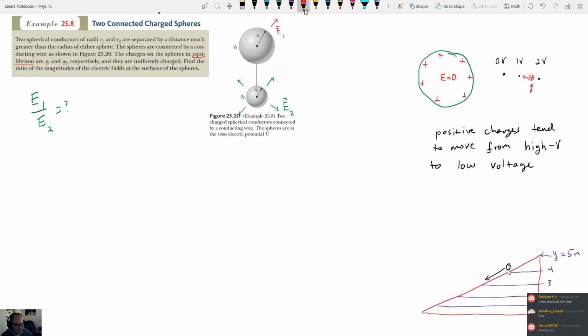Now, similar to these lines that I've drawn here to represent altitude, we can also draw lines to represent places where the electric potential is the same. We call these lines equipotentials, okay? So if I draw a line like this and say it's 2 volts, and then I draw a line like this and say it's 1 volt, we call these lines equipotential lines.